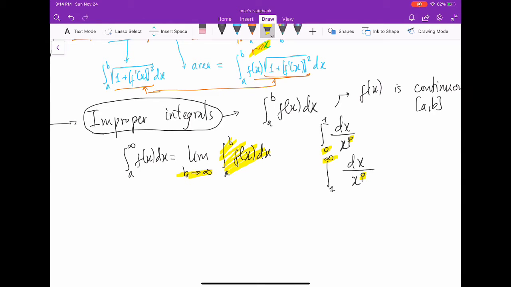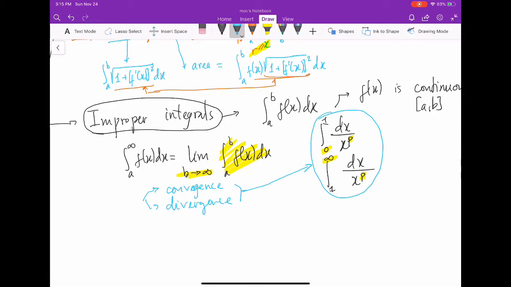So if this limit exists and is equal to a finite number, your integral is said to be converging. If this limit does not exist, or is equal to infinity, your integral is said to be divergent, right? So we have to consider convergence or divergence of an improper integral. And these are the two main integrals, right? In this course, we try to reduce any improper integral into one of them, okay?